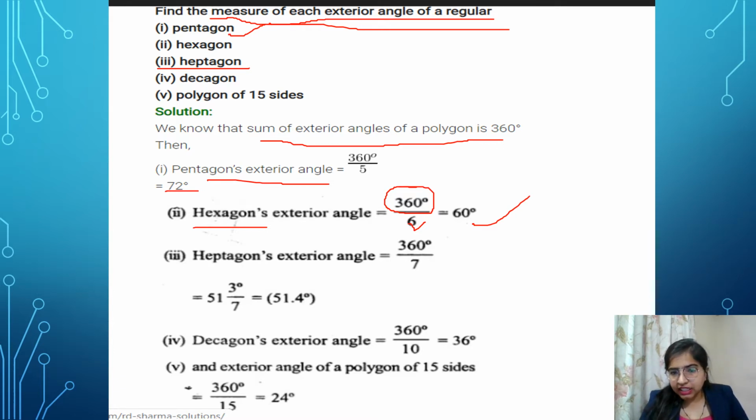Decagon is also a polygon with 10 sides. Then you divide 360 by 10 to find the exterior angle, that means 36 degrees. And then the polygon with 15 sides: you divide 360 by 15 and you will get 24. Clear all of you? Hope you are finding it simple. It's too simple, I think. Now let's erase this first, then we will go to the next slide.